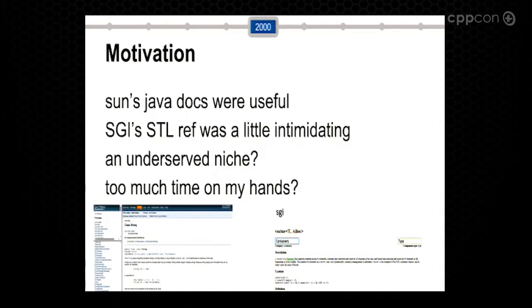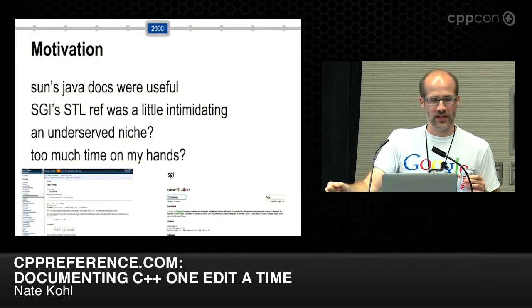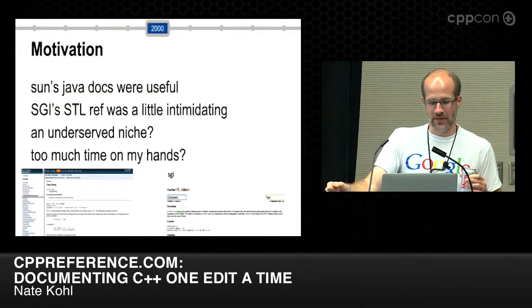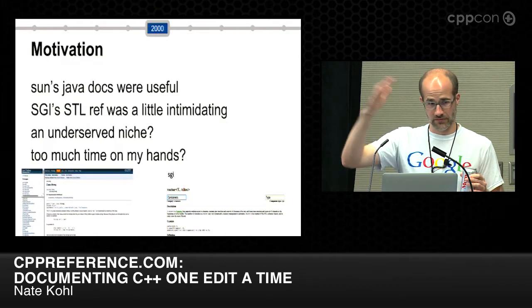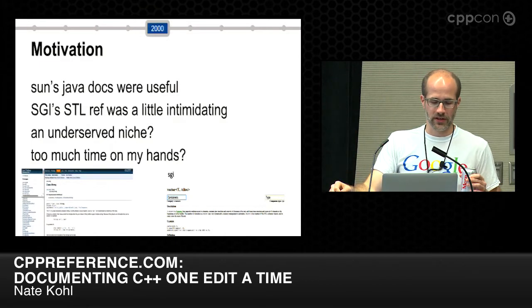So I had graduated college around this time, and I was sitting around, and I had found the Java documentation that Sun had was pretty useful. I think it's actually still fairly similar, but at the time it was a little unusual to have that complete description of an API just put online and freely available. And I remember wishing that there was something similar for C++.